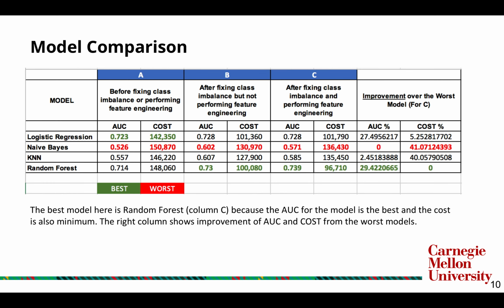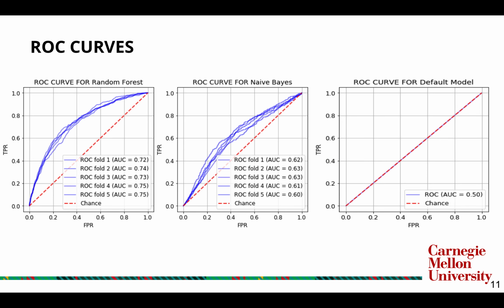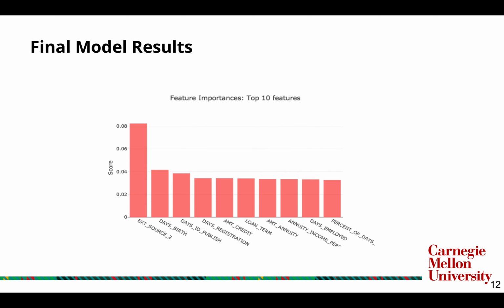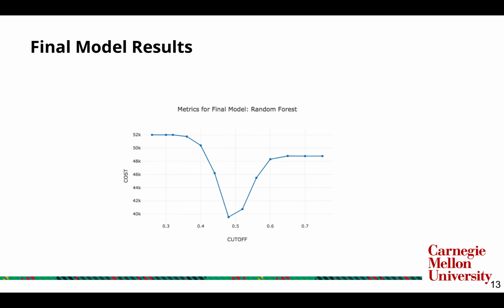Here we can see model comparisons done over the 3 steps that we talked about. And in column C, we can see random forest performs the best on the given two metrics, AUC and cost. Here we can see 3 ROC curves. The left one is for the best model, which is random forest. The middle one is for naive Bayes, which is the worst model, and the default model is on the right. Here we can see the top 10 features from the best model, which is random forest, and more details about it are covered in the report.